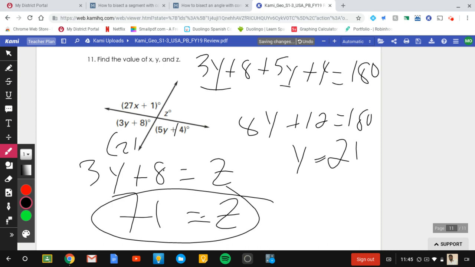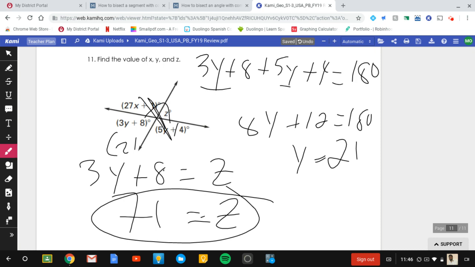So how do we find x? You have options. You know z and 27 plus x form a straight line, so we can use a linear pair here. We know these are across from each other, so we can use a vertical angle here by setting them equal to each other. So we have a lot of options.